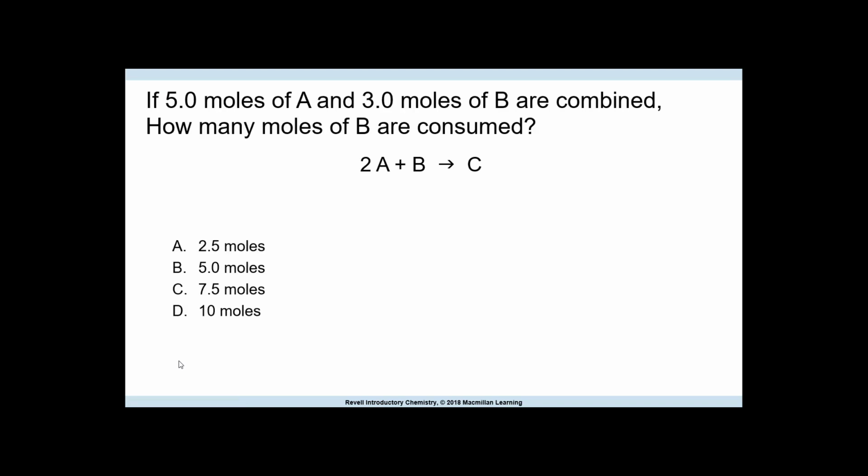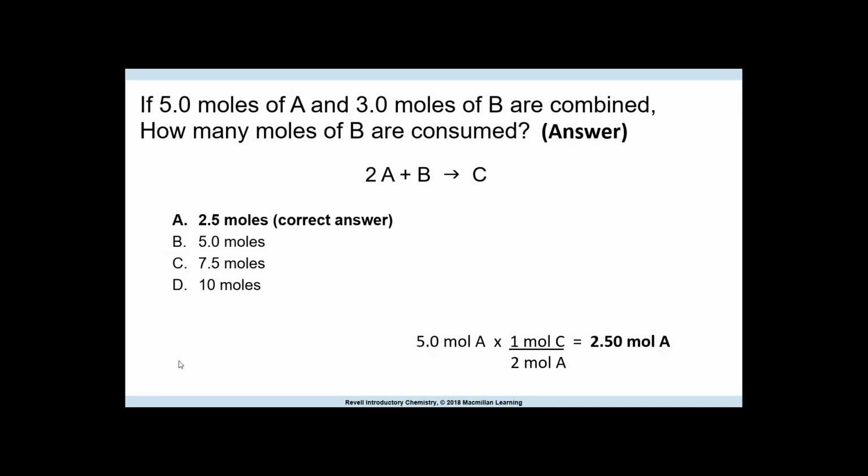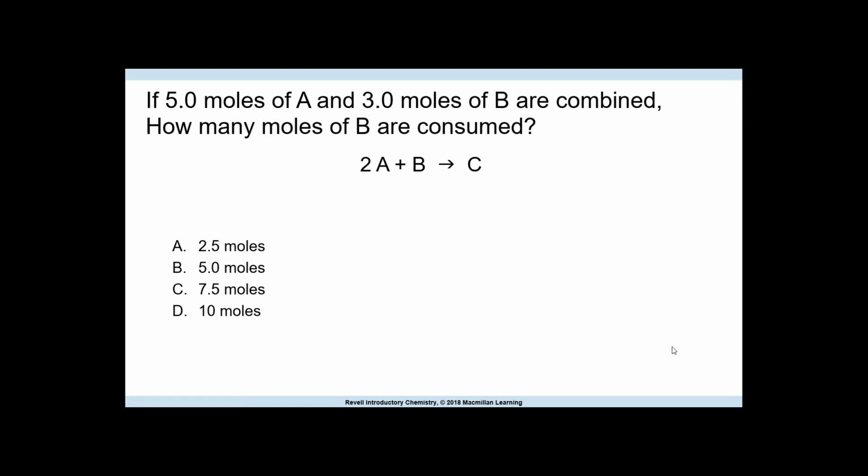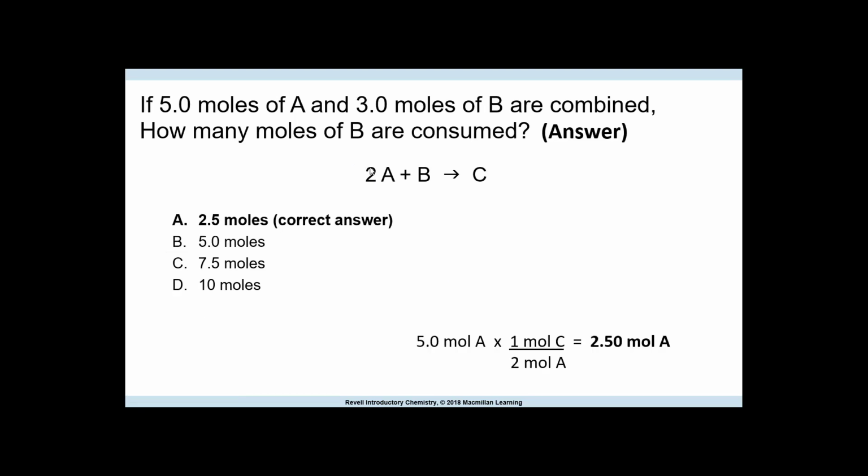If 5 moles of A and 3 moles of B are combined, how many moles of B are consumed? Well, if we look at this, I forgot what I did here. This is A, which should be C, and sorry, okay, I now realize they want to do an ICE table on this, and I did not. So there's 3 moles of B, but only 2.5 moles of A are used.